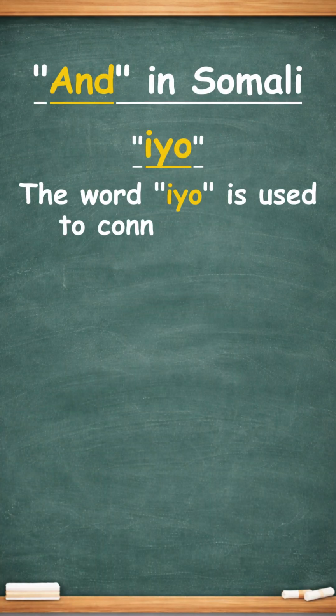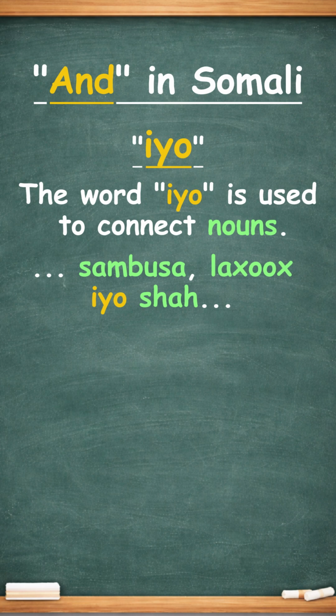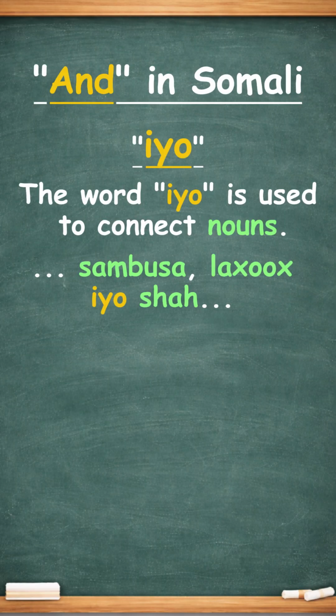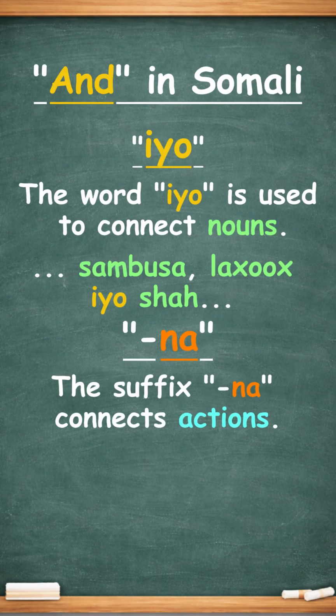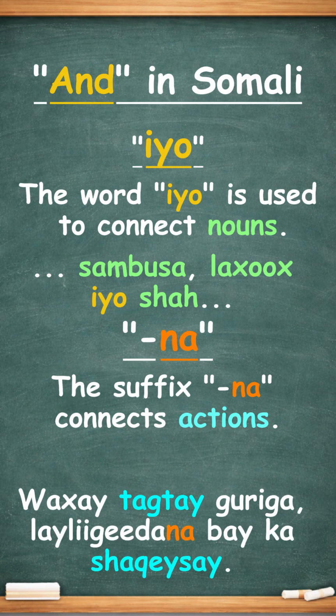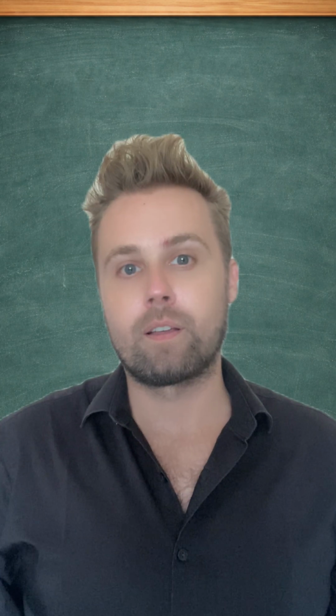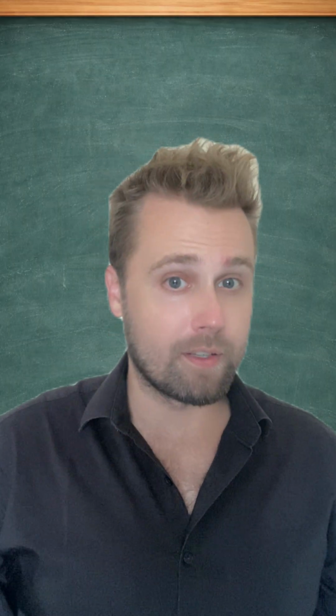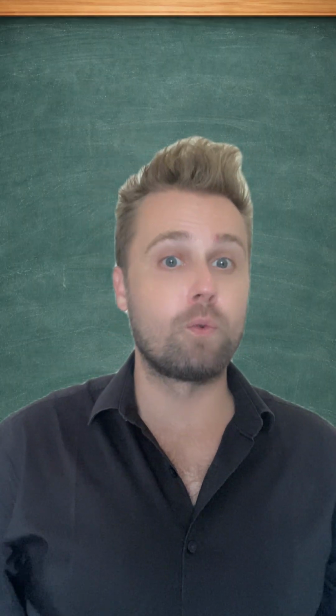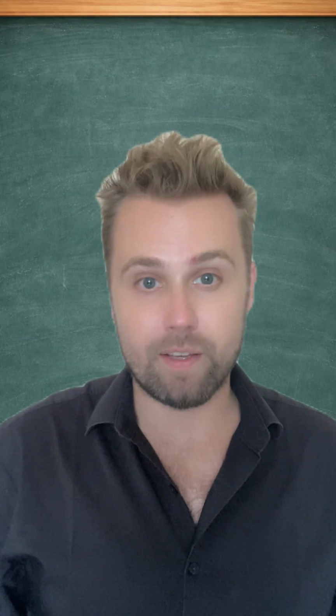First, iyo is used to connect nouns. Sambusa, laha, iyo, sha. If you want to connect 2 actions, however, you must use na. It is a suffix. Wahetagte guriga, lelige danan, wekashakaise. You must pay attention because these 2 words are used for different things.